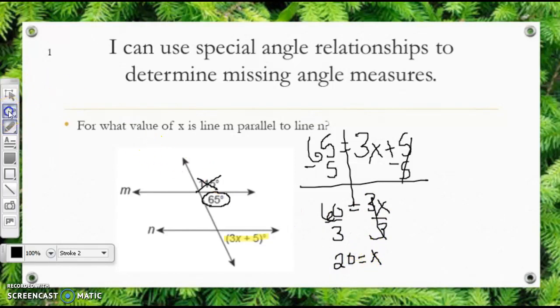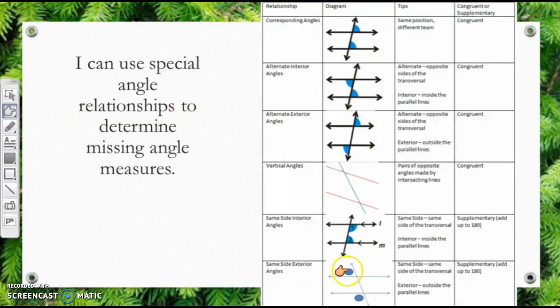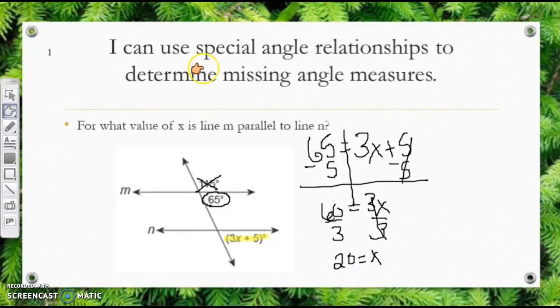Now, I just want to mention that you could have used 115, but you could not have said this angle equals 115 degrees because that is not true. What we do know about those same side exterior angles is that they're supplementary. So you could have set up an equation that says 3x plus 5 plus 115 equals 180, and you could have solved for it that way. But I like to just find the ones that are congruent and use those.